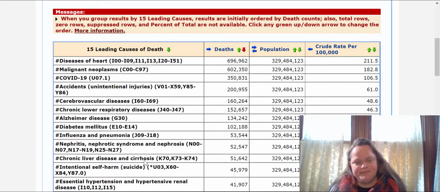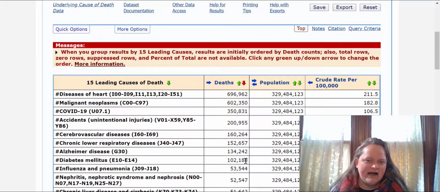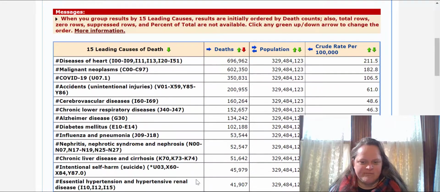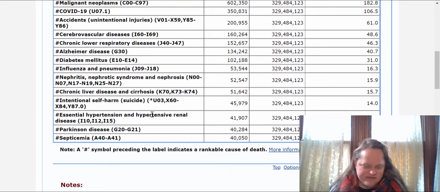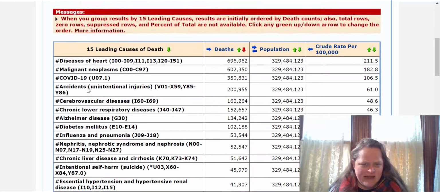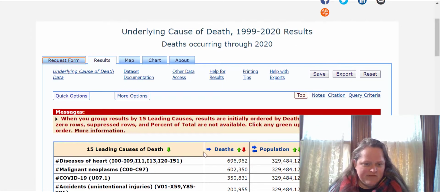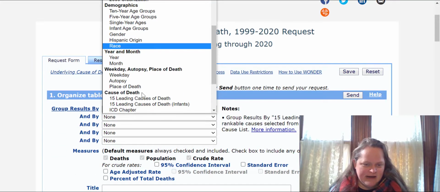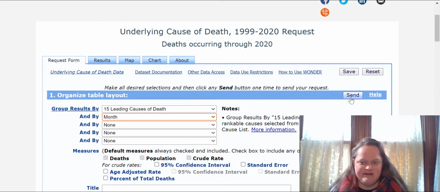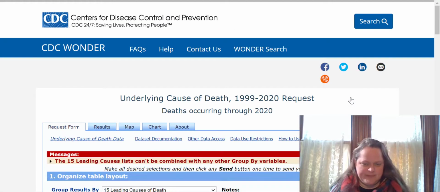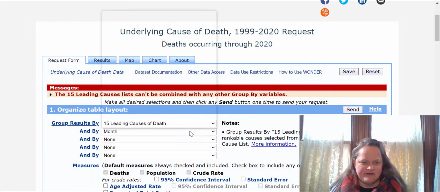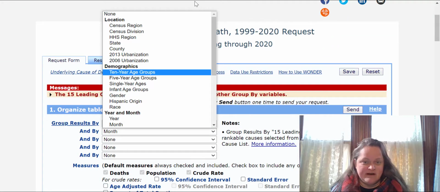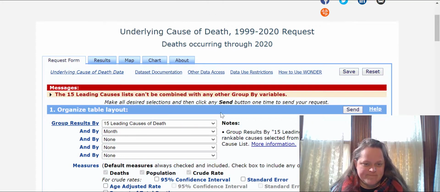Now, when you do top 15 causes of death, you can't pick anything else to aggregate by. If I go back to my request form, this is just the top 15, and if I try to group by anything else, say a month, it's going to give me an error. You can't combine it with anything else. So I have to reset that to none.